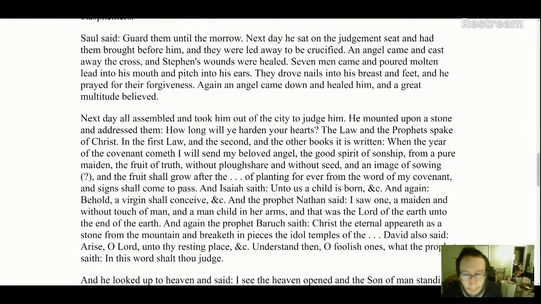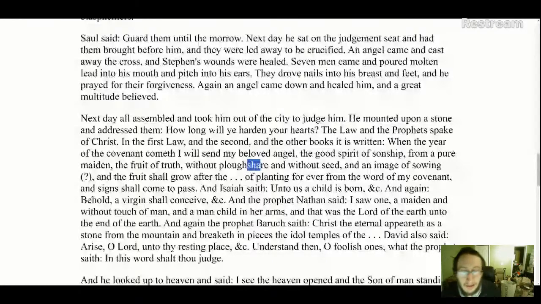In the law and the prophets spake of Christ. In the first law and the second and the other books it is written: when the year of the covenant comes, I will send my beloved angel, a good spirit of sonship, from a pure maiden, fruit of truth, without plowshare and without seed, and an image of sowing, and the fruit shall grow after the planting forever from the word of my covenant, and signs shall come to pass.